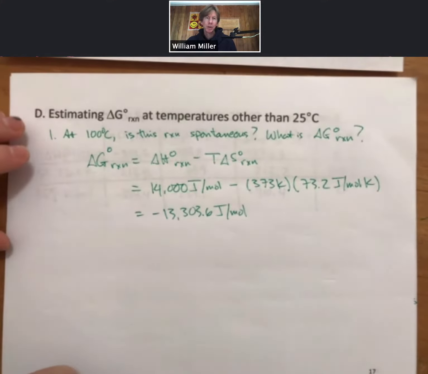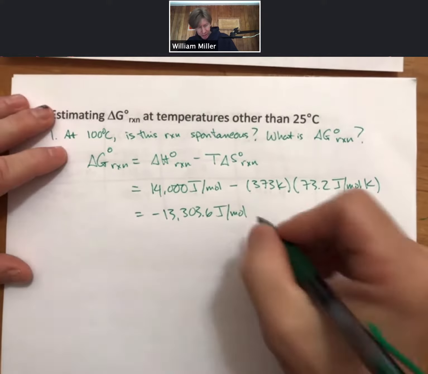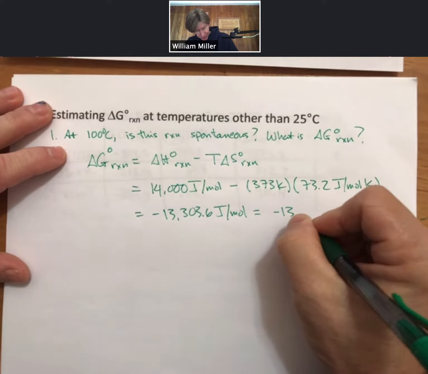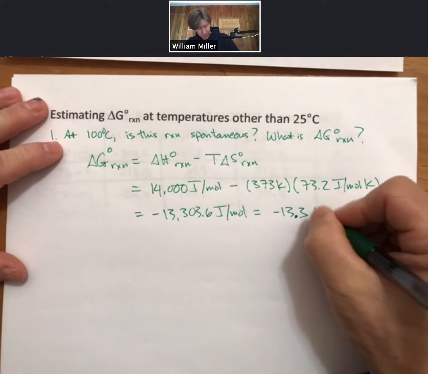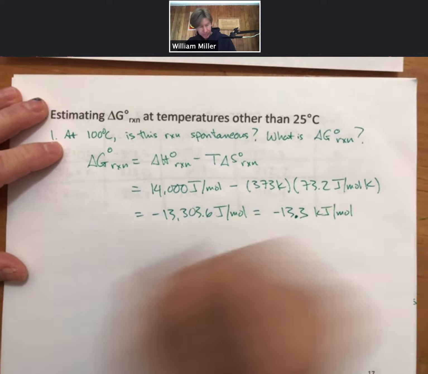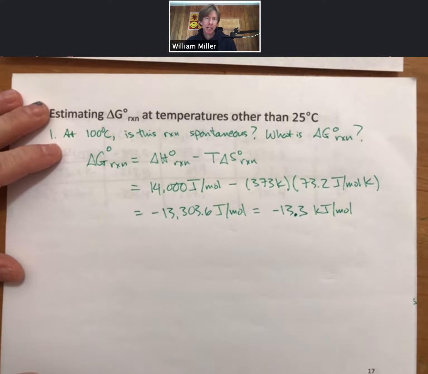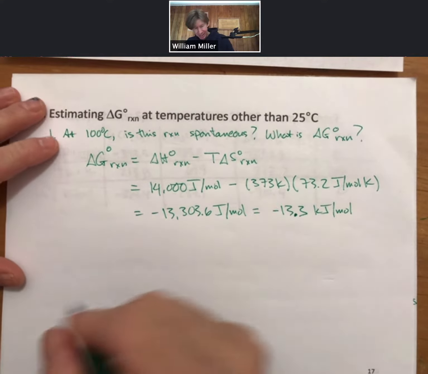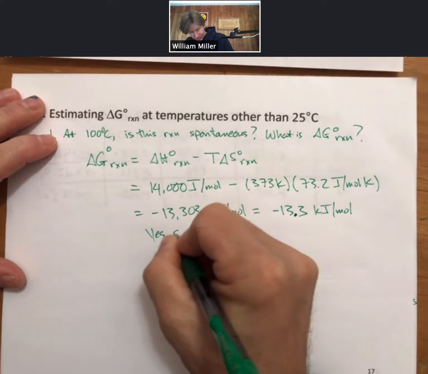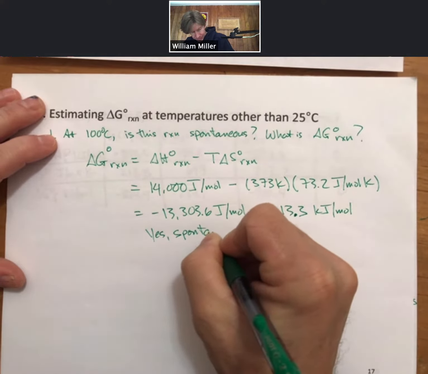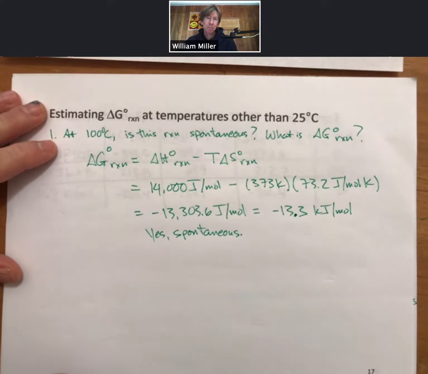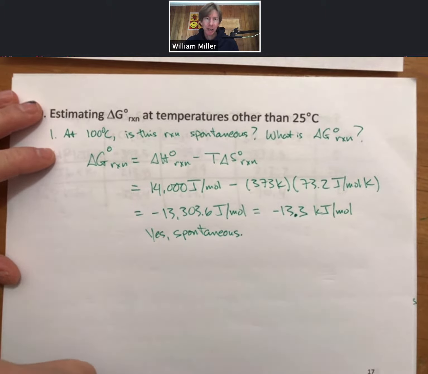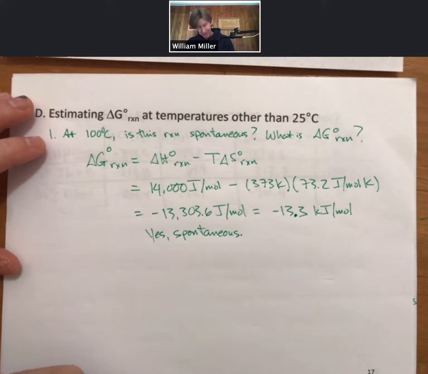That's joules per mole. As much as I love joules, I tend to put them back into kilojoules. And I get minus 13.3 kilojoules per mole. We can say two things. One is, yes, it's spontaneous. And two, we could even say it's more spontaneous or free. You could get more free energy out of this reaction if it's done at 100 degrees Celsius.